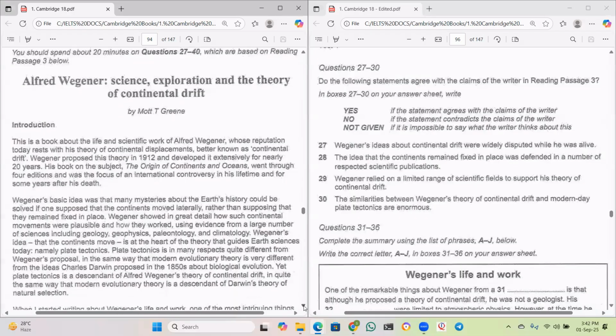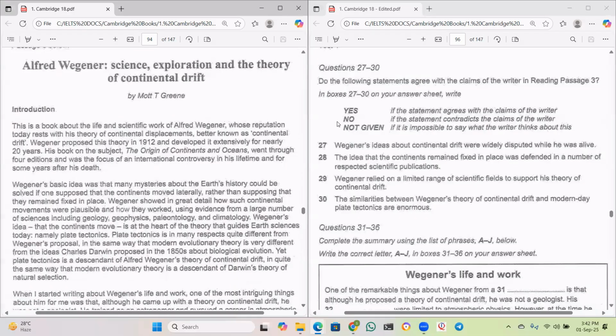Here we have the yes, no, not given questions. You have to write yes if the statement agrees with the claims of the writer, no if it is contradicting, and not given if it is impossible to say what the writer thinks about it. I mean, if there is no information in the passage about the given question, then it will be not given. Let's read the passage paragraph by paragraph and try to understand.